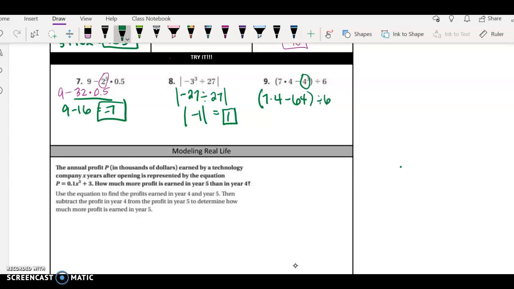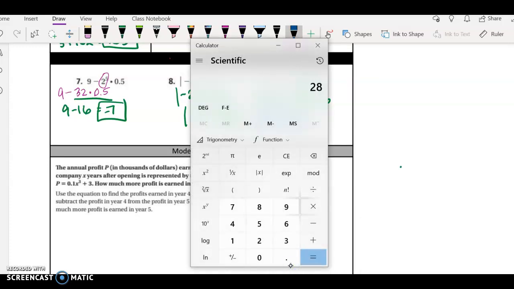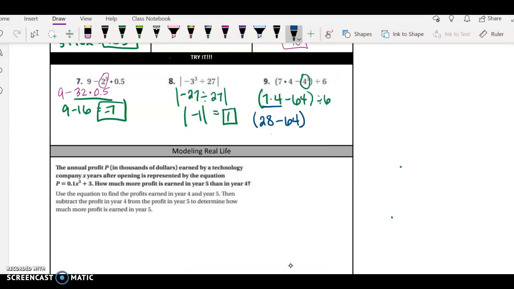So now I'm going to do my multiplication first. So I have 7 times 4, which is 28 minus 64. Got to do that first because that's in parentheses. So 28 minus 64 gives me negative 36. Divide by, oops, forgot to bring that down. Divide by 6. So negative 36 divided by 6 equals negative 6.